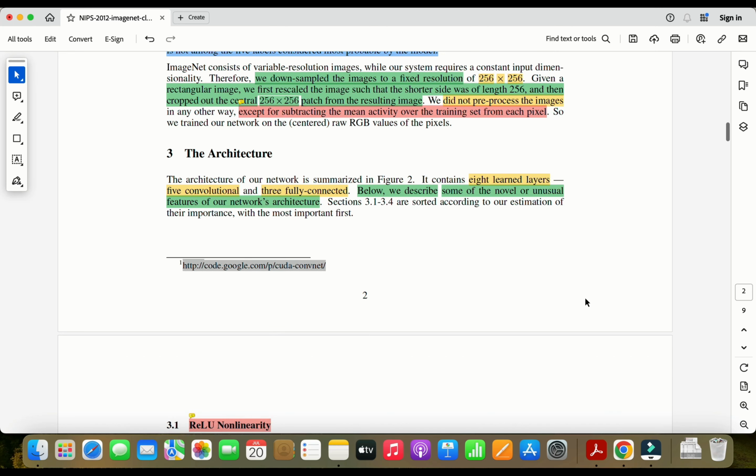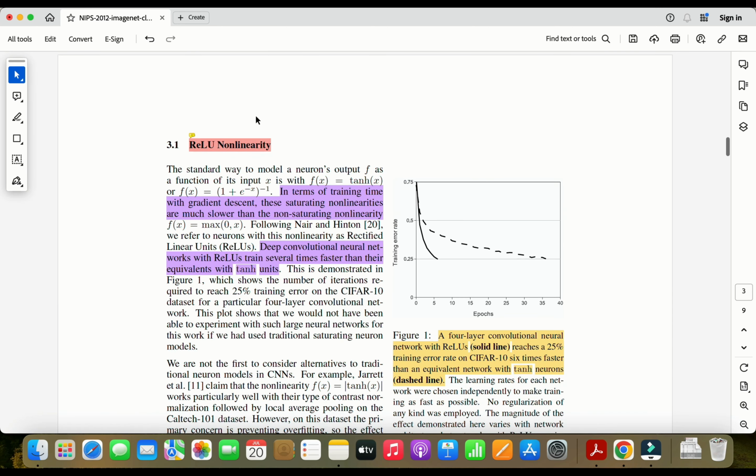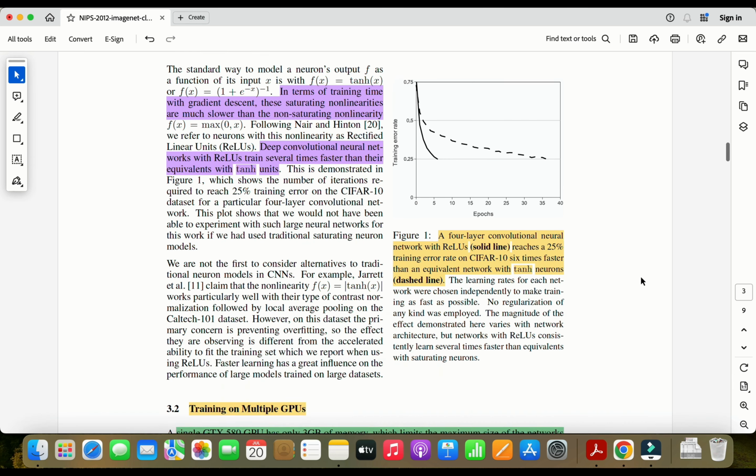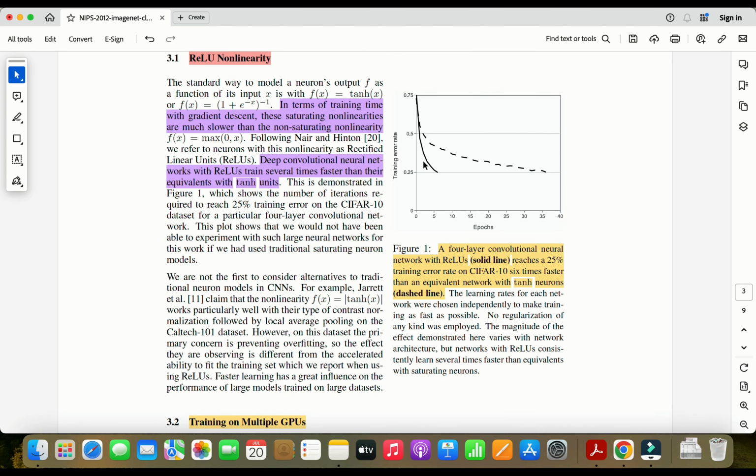The architecture we have already discussed: 8 layers, 5 convolutional, and fully connected. Then ReLU was used, which has multiple benefits. One is that it is very fast to train compared to other activation functions like tanh, which was mostly used during that time. Now we also know that it is beneficial in managing gradient problems. This image shows the training of ReLU versus tanh. See, ReLU is converging much faster, in 5 to 6 epochs, compared to tanh.